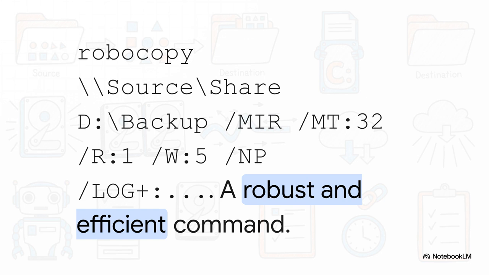This is what a real professional-grade migration command might look like. We are mirroring a network share to a backup drive. We're using 32 threads for speed. We're telling it to only retry a locked file once after waiting 5 seconds. We're turning off the progress indicator to speed things up, and we're logging everything to a migration log file. This is how you build a fast, reliable command.